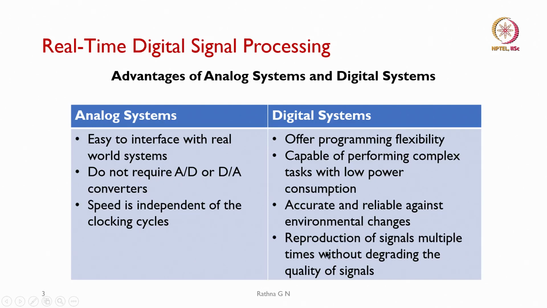One more advantage of the digital system is reproduction of signals. We can do that multiple times without degrading the quality of signals. In this case, if I have to modify the signal a little, or if I want the same signal in different places, that is possible. Whereas in the analog domain, the environment is going to play havoc. So, if we do not take care of these things, we may get different outputs for the same input data. This is one of the disadvantages of analog systems.